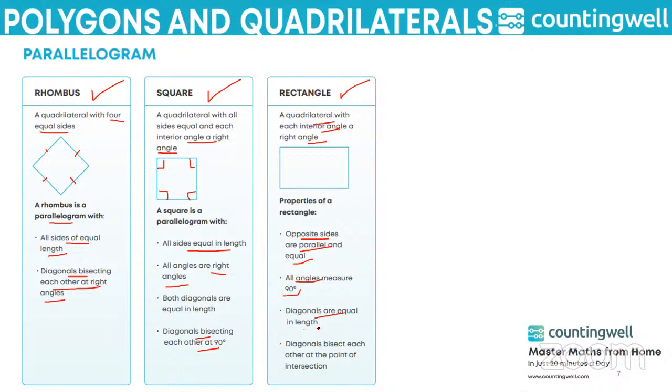Now diagonals are equal in length. So yes, diagonals equal in length. And the diagonals will bisect each other at the point of intersection. There is no compulsion that diagonals bisect each other at 90 degrees. They only bisect each other at some point of intersection. And if only opposite sides are equal, then we can call it a rectangle. There is no compulsion that all sides should be equal.